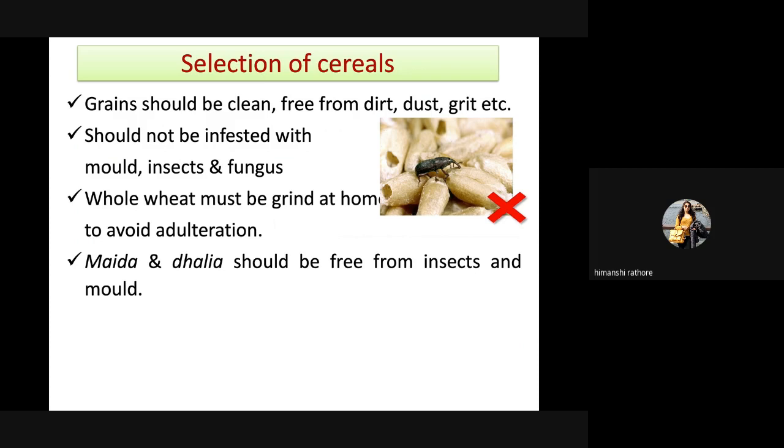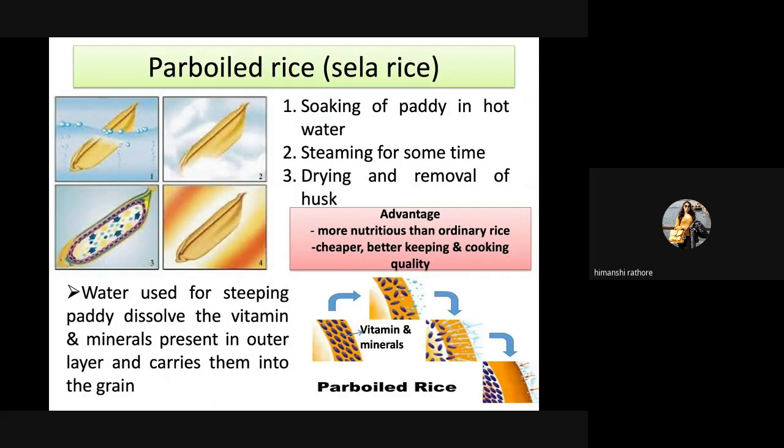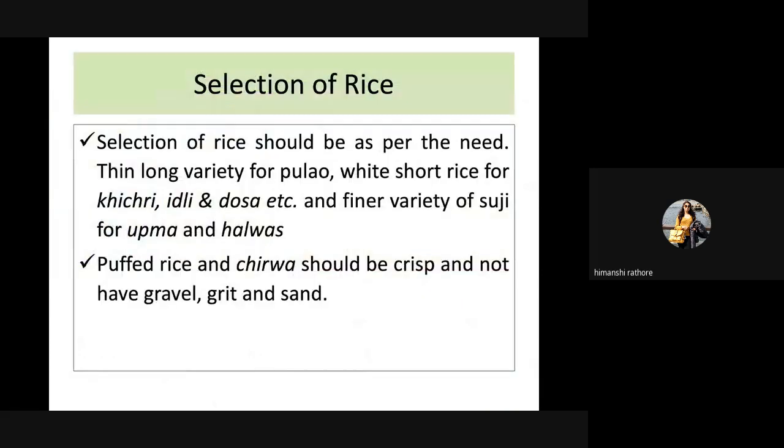As the picture shows, there is an infestation on wheat grains, so they should be free from any kind of infestation. Then we talked about rice, what parboiled rice is, how it is more advantageous, and what type of rice we can select from the market. You can select as per your need. Thin variety is good for pulao, short rice is good for khichdi and idlis. And the finer variety, which is also consumed in India, is called suji, and can be chosen for upma and halwa. Then processed rice is also available, like puffed rice and poha.